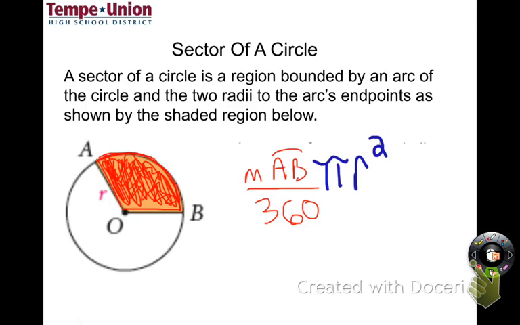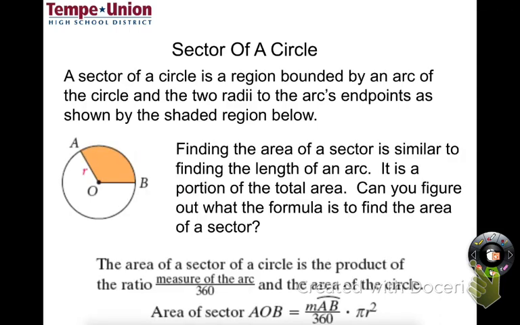Again, it'll work if you have the measure of the arc, or if you have the central angle measure as well. Let's say it was 100 degrees or something. You could plug in 100 degrees right there and divide it by 360, and that will also help you figure out the area of the sector. All right, let's go to the next slide. That's the same thing, just a little nicer.